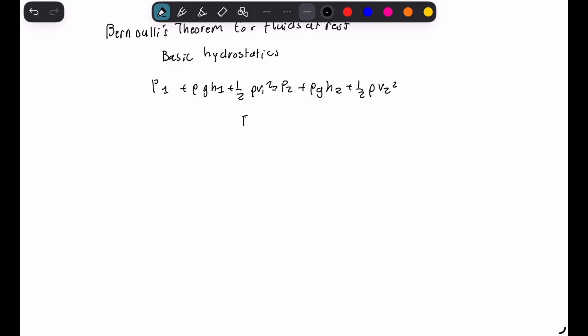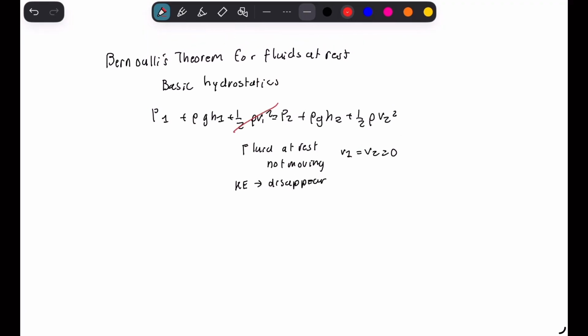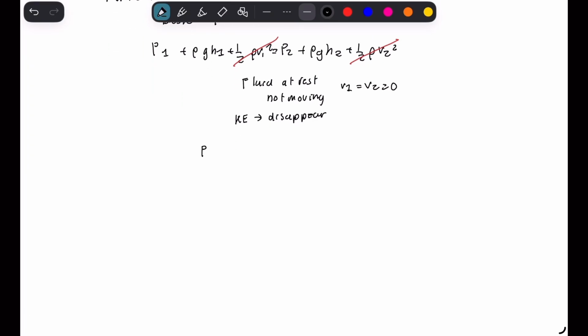So if the fluid is at rest, not moving, that means that your V1 is equal to V2 is equal to 0. So therefore our kinetic energy is gonna disappear. So we can cross out everything with a V in it. And what remains is that P1 plus rho GH1 is equal to P2 plus rho GH2.